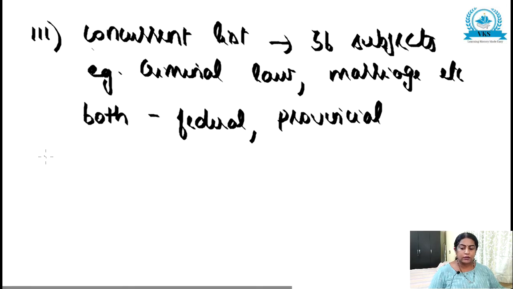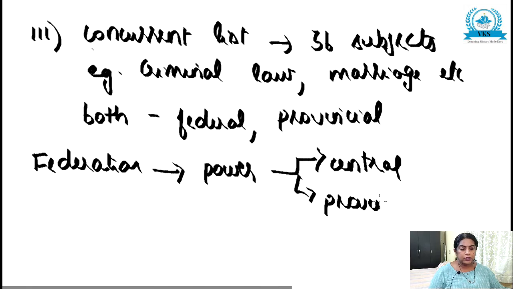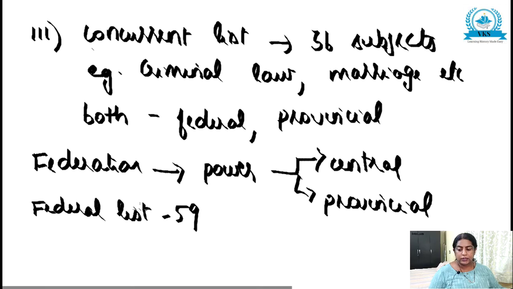So in the federation, the power is distributed into two, the central and the provincial. This is how the power is distributed. In this, there is a threefold division. That is the federal list. The federal list has 59 subjects, and in this, the federal legislature has the power to make laws, that is, legislative power. Second one is the provincial list.